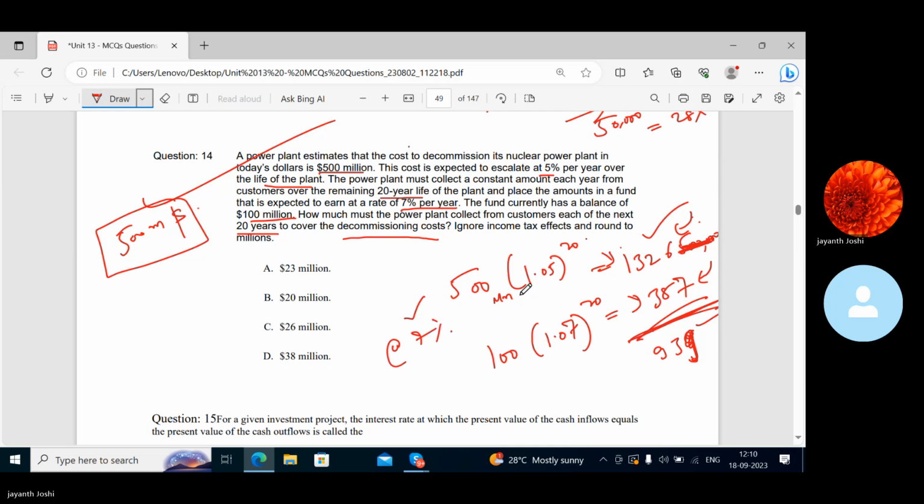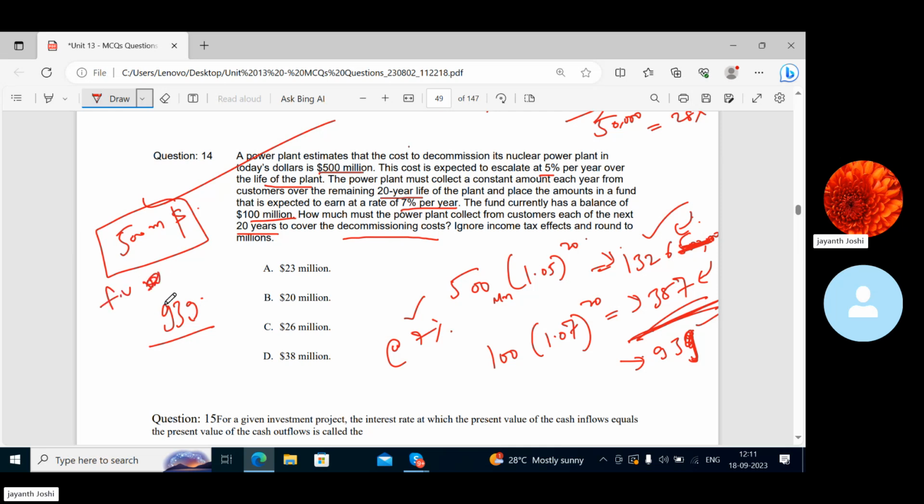Yes, 7% and 20 years. So we need to get the future value factor for this 939 to understand how much they're asking. The fund currently has a balance of this. How much must the power plant collect from customers each of the next 20 years? So every year, how much they should collect so that they can bridge this gap of 939. So 939 divided by the future value factor.